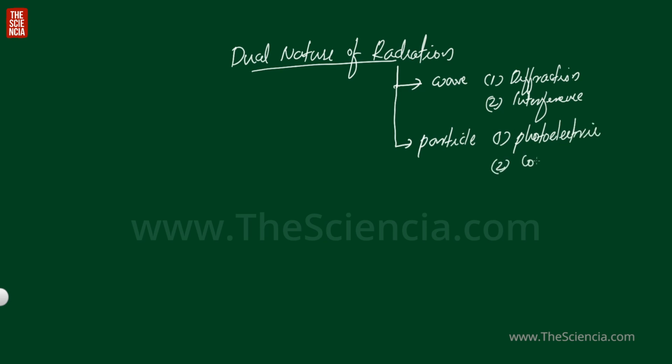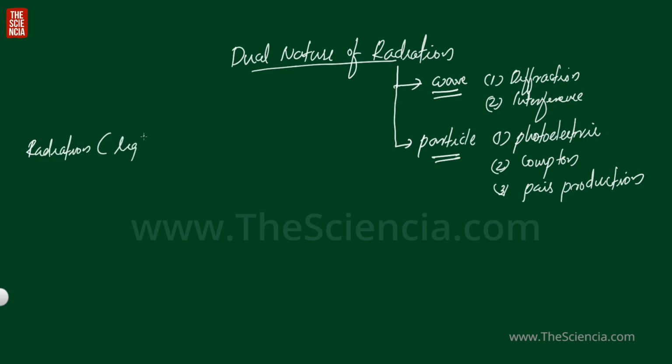Compton effect, and pair production. So the radiation has two natures. One is wave nature and the other is particle nature. And here this radiation is nothing but light. And how is this radiation generated?